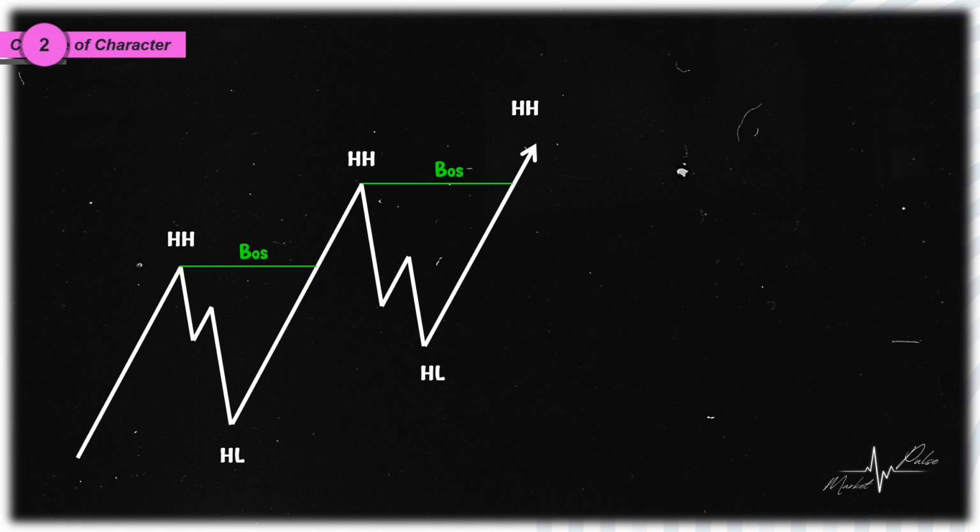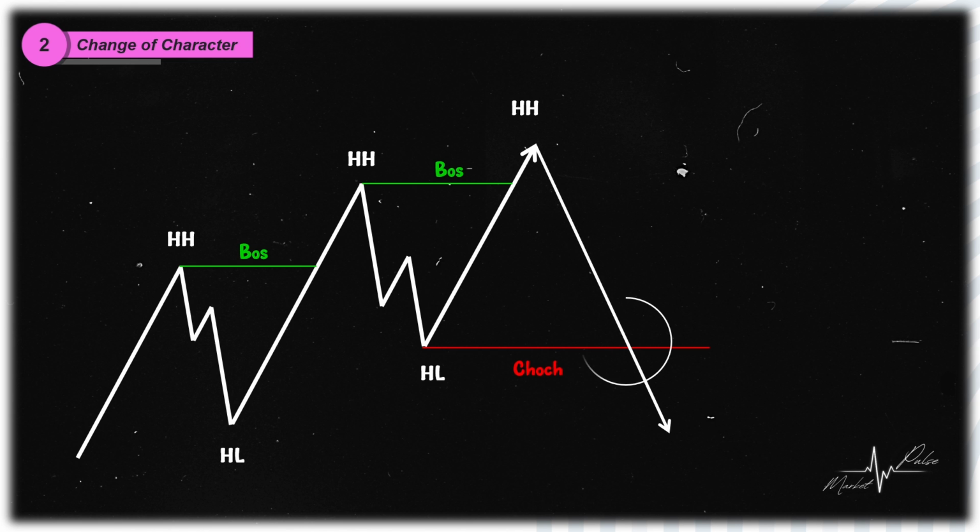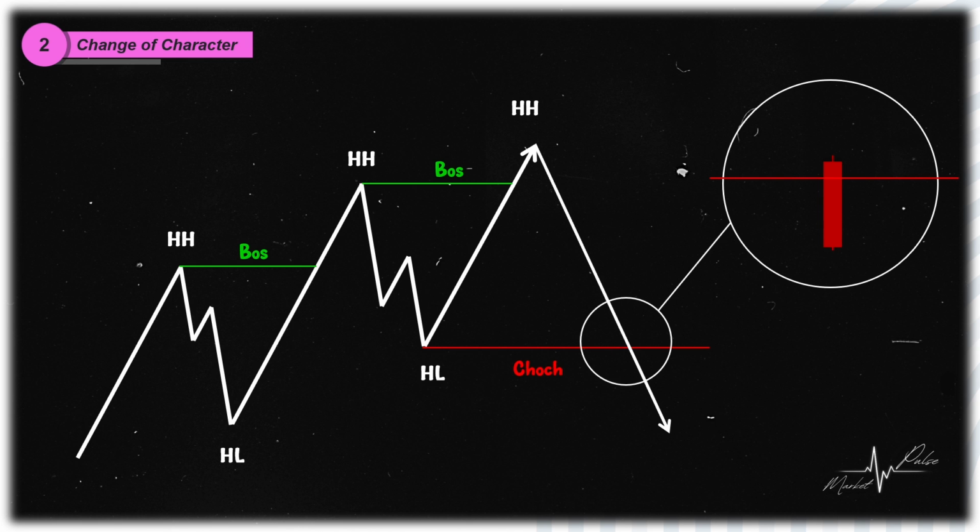Here is one of the common mistakes every trader, even professionals, makes. When we are in a confirmed uptrend like this, if a candle breaks the previous low with its body and closes below it, that's a change of character which indicates a potential downtrend, right? And here is the trick.